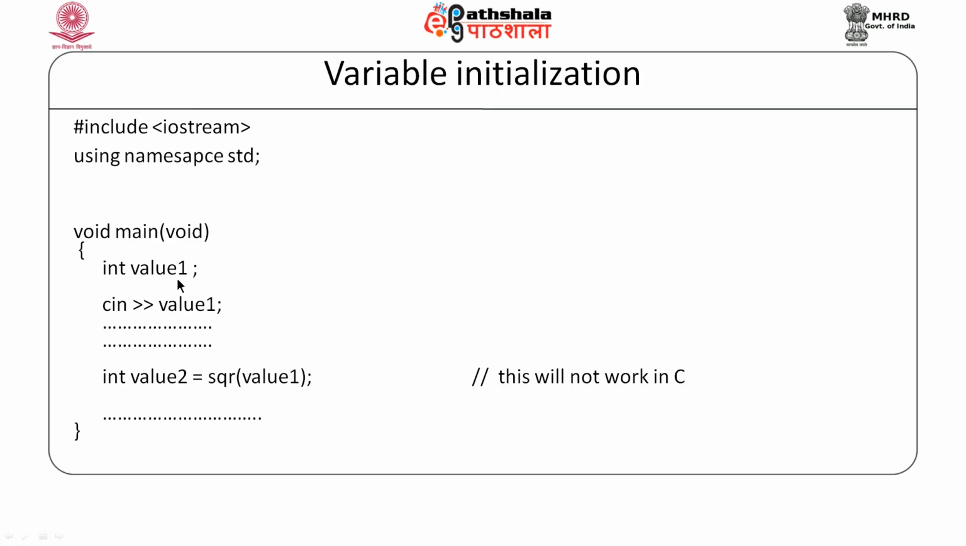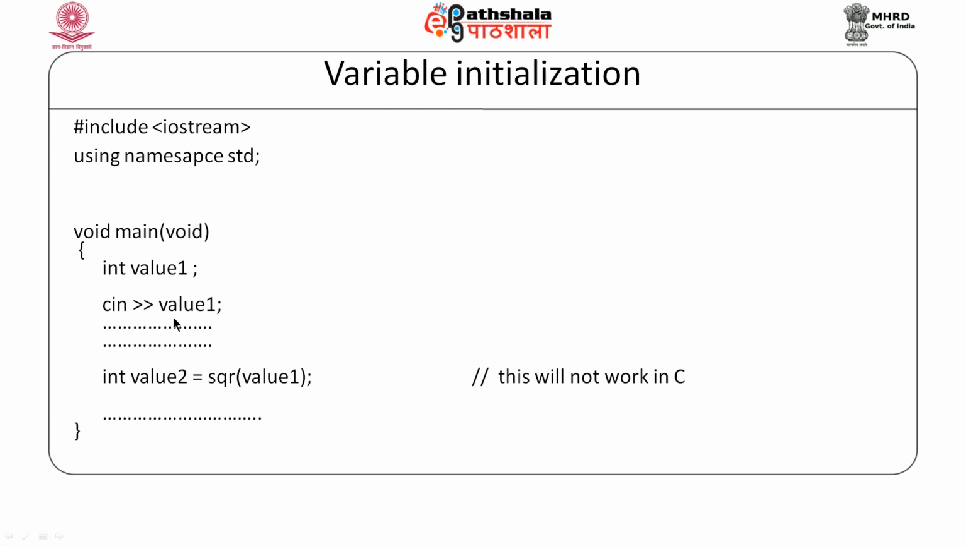Here you would see that we have declared one variable, int value 1. Now, we declare a variable and we read the value of this variable. You know that cin is an object that we can use to perform input operation, and we would talk about this cin in detail at a later stage. Now, here what we are doing is we are defining another variable value 2 and we are initializing value 2 with the square of value 1.